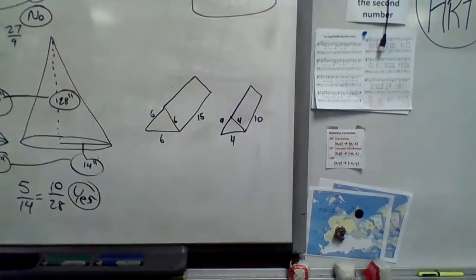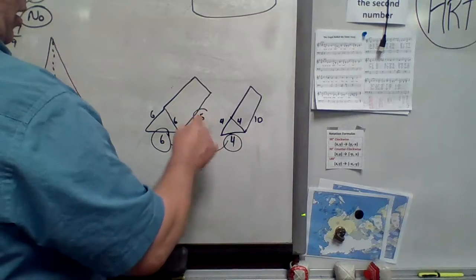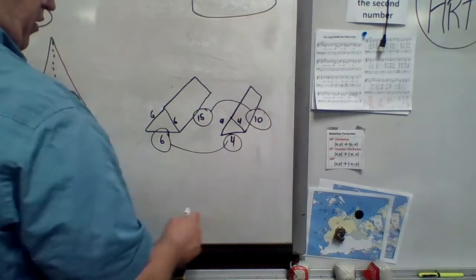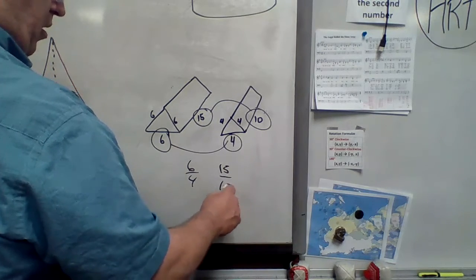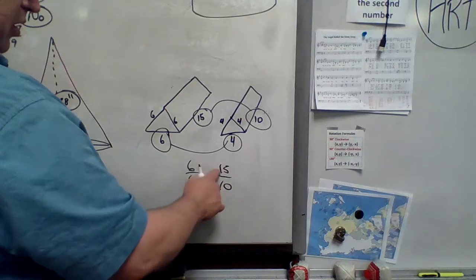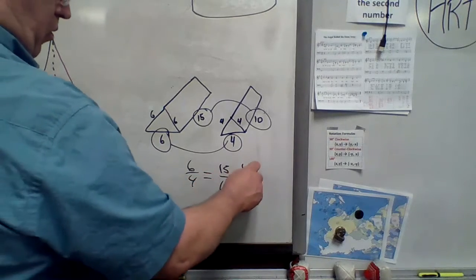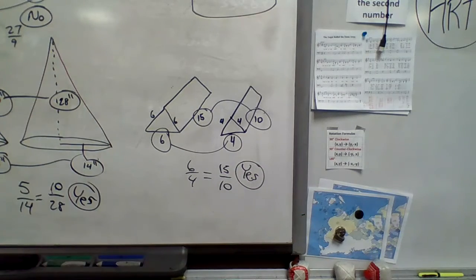Let's try this next one. How about this 6 compared to the 4 and the 15 compared to the 10? 6 over 4, 15 over 10. 6 times 10 is 60. 4 times 15 is 60. Yay! Another one where the two shapes are similar.